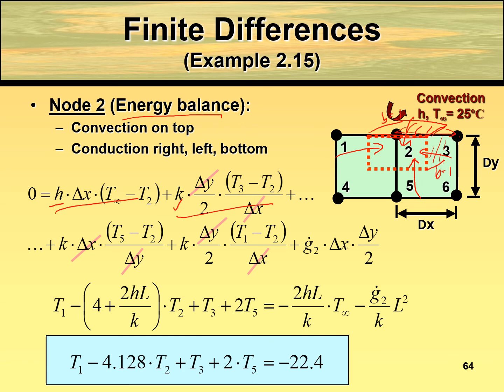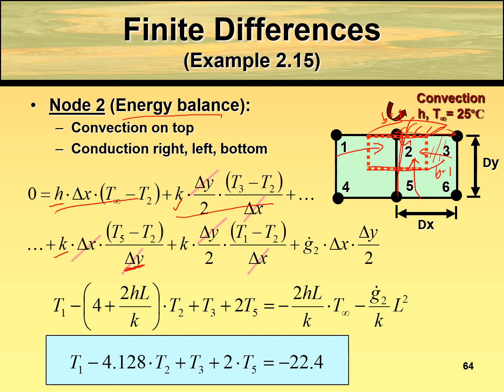Then plus, next is from node 5 to node 2. Node 5 to node 2 is conduction, k, and then we take this area, right? This area is the entire length delta x times B, which is 1, T5 minus T2, and then this length here is nothing but your delta y.